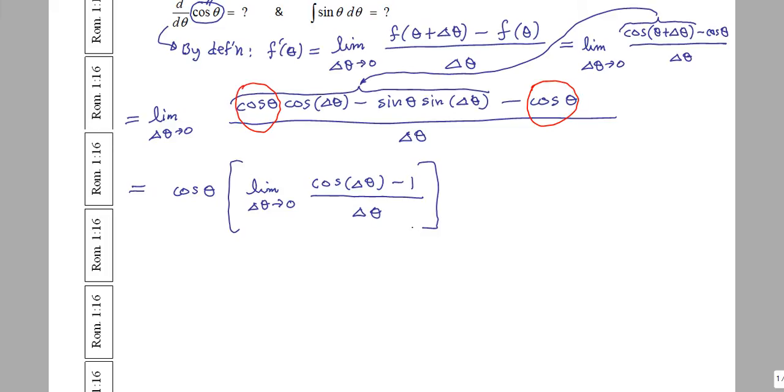And then I'm going to get a minus, and so now let me do this in a different color, let's do it in green. This term right here, the sine of theta, is also not influenced by the limiting process as delta theta is going to zero, so I'll pull that out. So let's say minus sine of theta times the limit as delta theta tends to zero of the remaining stuff, so that's sine of delta theta over delta theta.